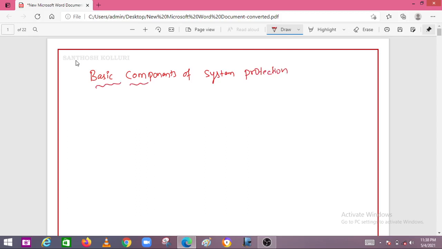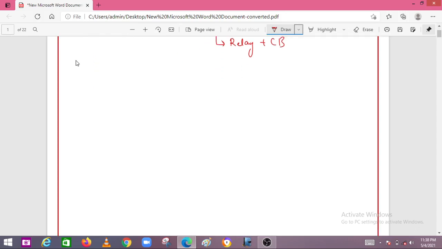So what are the basic components existing in the system protection? As we know, system protection is nothing but a combination of relay plus circuit breaker. For this I am considering one transmission line.